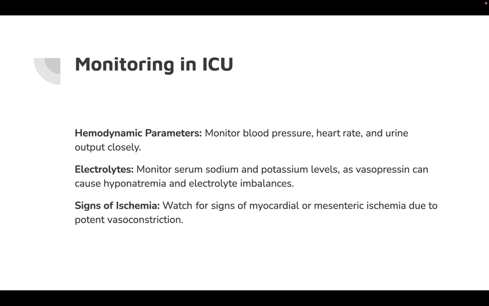So what are we going to want to be monitoring with the use of vasopressin in the ICU? Well, first we want to monitor our hemodynamics. So we want to monitor our blood pressure, heart rate, and urine output closely. We also want to monitor our electrolytes, such as our serum sodium and potassium levels, and this is because vasopressin, like stated earlier, can cause hyponatremia and different electrolyte imbalances. And lastly, we want to monitor for any signs of ischemia. So we want to watch for signs of myocardial or mesenteric ischemia due to vasopressin's potent vasoconstriction.